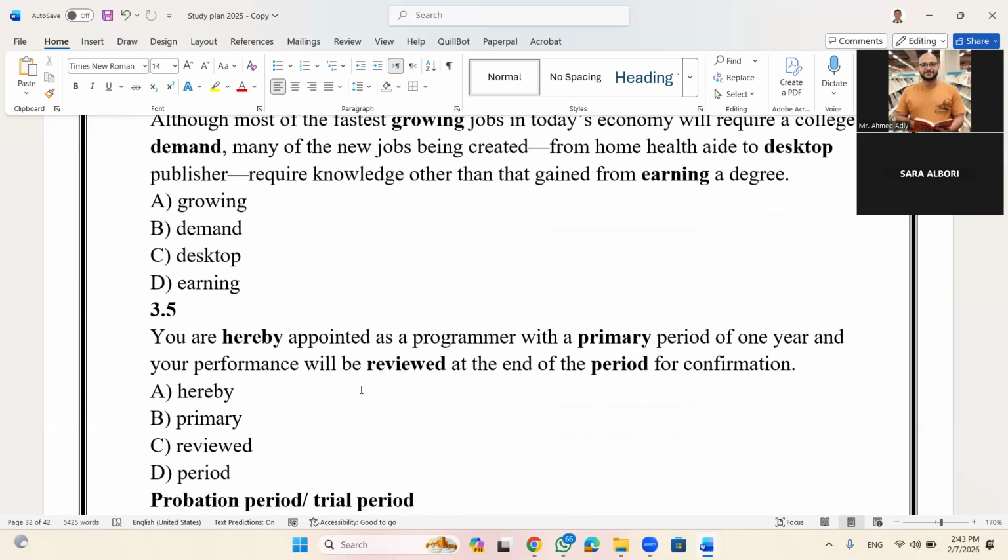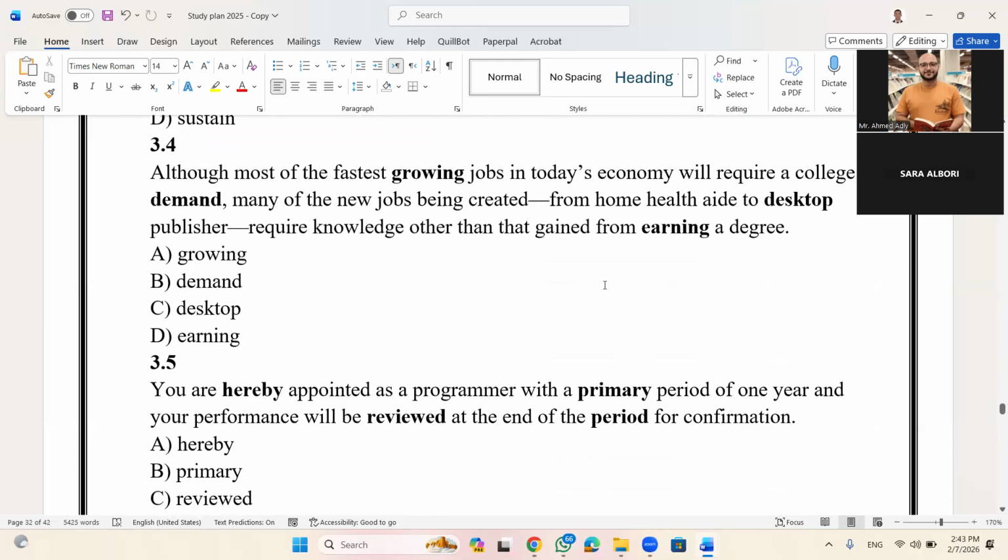Although most of the fastest growing jobs in today's economy will require a college demand, many of the new jobs being created, from home health aide to desktop publisher, require knowledge other than that gained from earning a degree. Can you tell me what the paragraph is about? It's about future jobs. So here we're talking about the nature of future jobs.